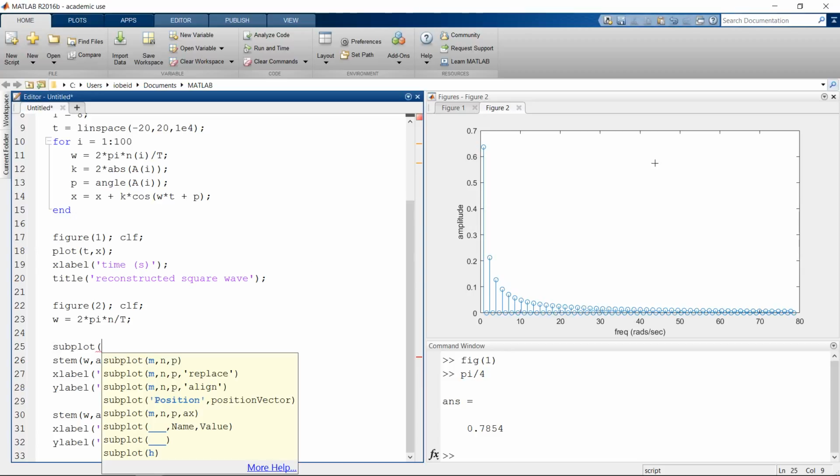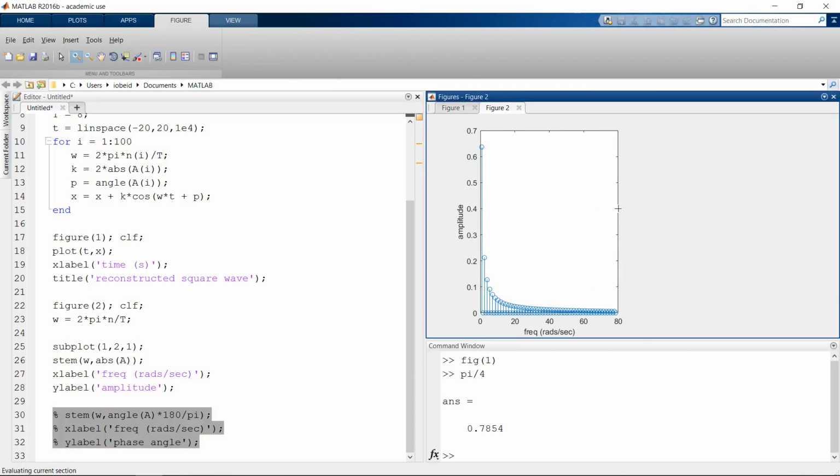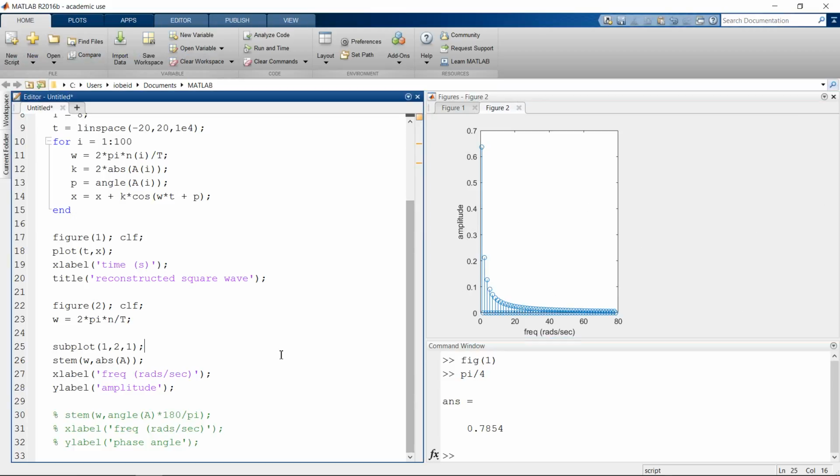And then what I want you to imagine is that I'm going to take this figure window and break it up into a grid. I can have as many rows and as many columns as I want. So for now, let's say I want 1 row, 2 columns, and I want to have my next plot go in the first box. Let me just comment this out. So if I plot that, you can see that my amplitude plot has now been squished all the way to the left. So you can imagine that what I've done is I've created a grid where there's 1 row and 2 columns, and then I said give me the first plot in the first position.